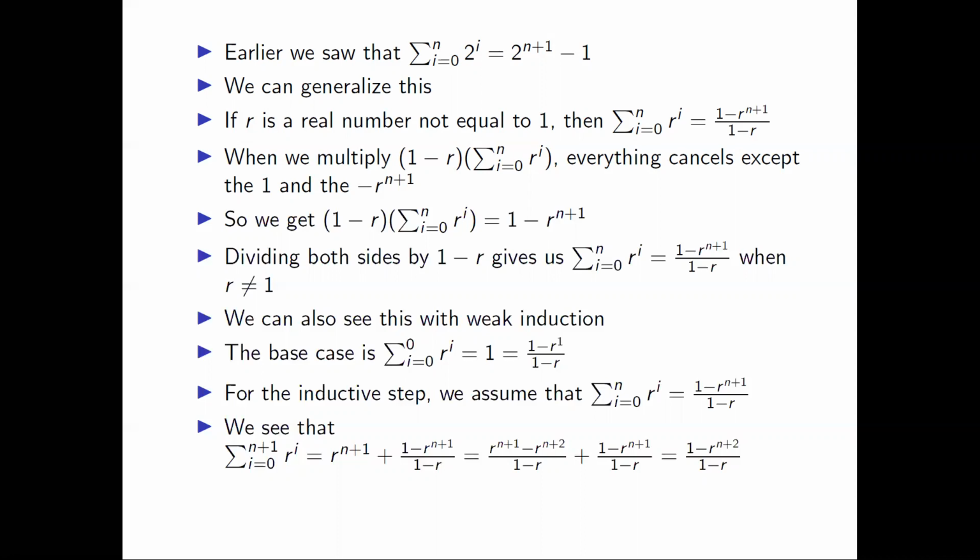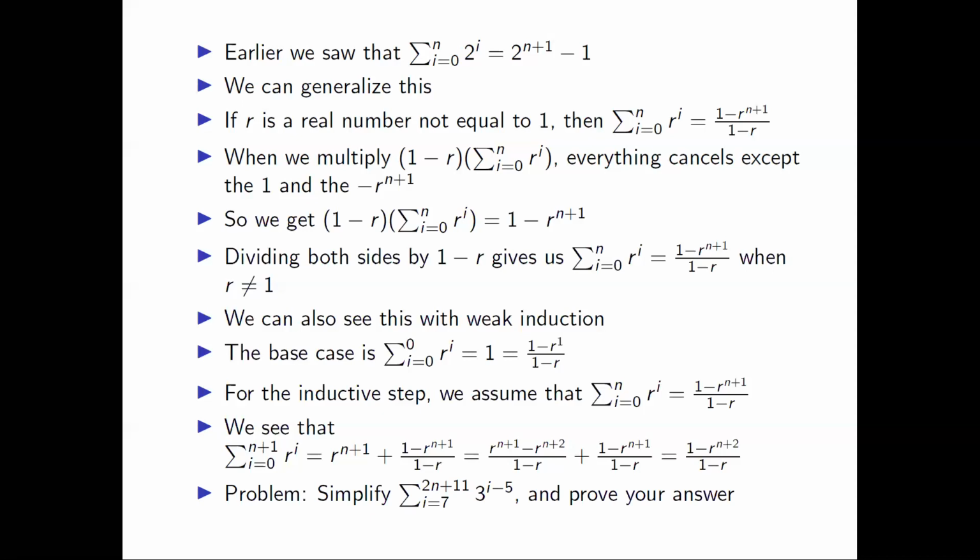So in that step, for that equality, we pulled out the r to the n plus 1 and we used the inductive hypothesis, both in the same step. Now, we can write that r to the n plus 1 with a denominator of 1 minus r. When we have a denominator of 1 minus r, we get in the numerator r to the n plus 1 minus r to the n plus 2. And when we add that to the 1 minus r to the n plus 1 over 1 minus r, we cancel out the r to the n plus 1s, and that gives us a numerator of 1 minus r to the n plus 2 and the denominator of 1 minus r.